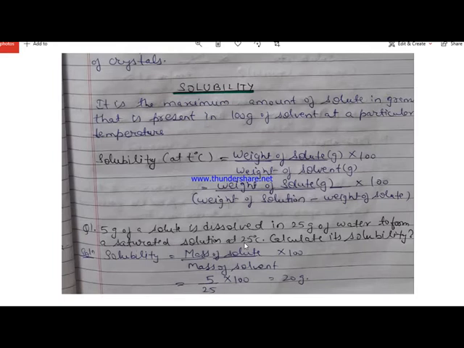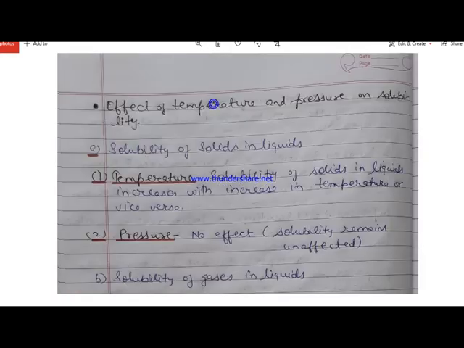So we will calculate the solubility. We know the formula: solubility is equal to mass of solute into 100 divided by mass of solvent. By putting all the values in the formula, the solubility comes out to be 20 grams. So this is how we can calculate the solubility of a particular solute.